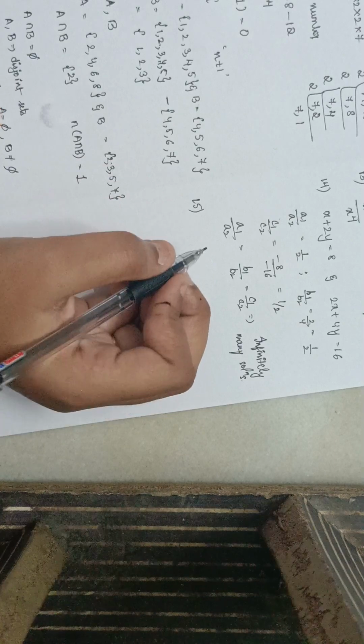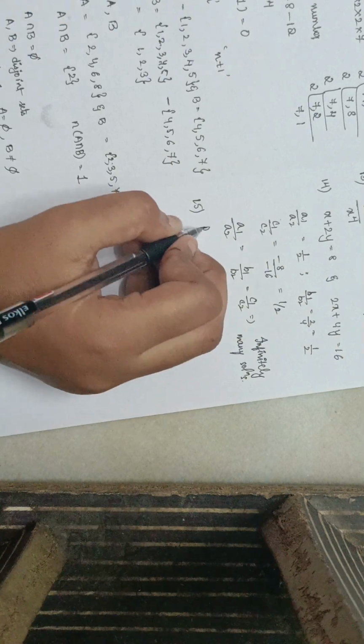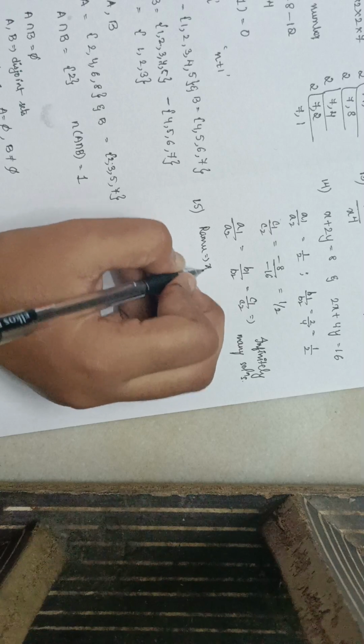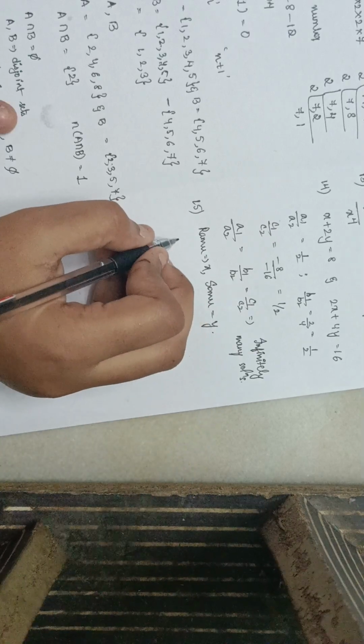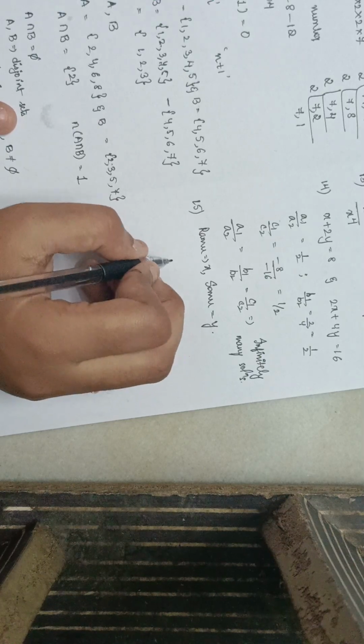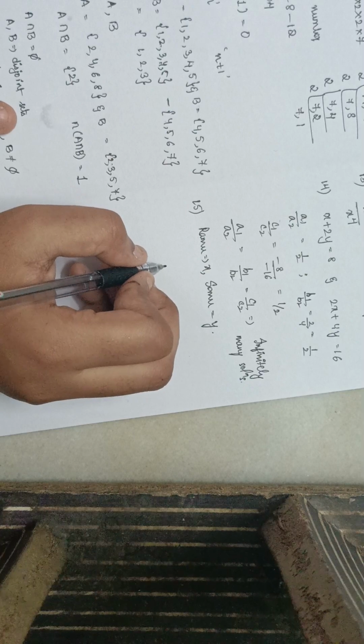Moving on to the next question, 15th one. 5 years ago, Ramu was thrice as old as Somu, and 10 years later, Ramu will be twice as old as Somu. Then the present ages of Ramu and Somu respectively? Let us take Ramu as x and Somu as y. It is given that 5 years ago Ramu was thrice as old as Somu, and 10 years later Ramu will be twice as old as Somu.